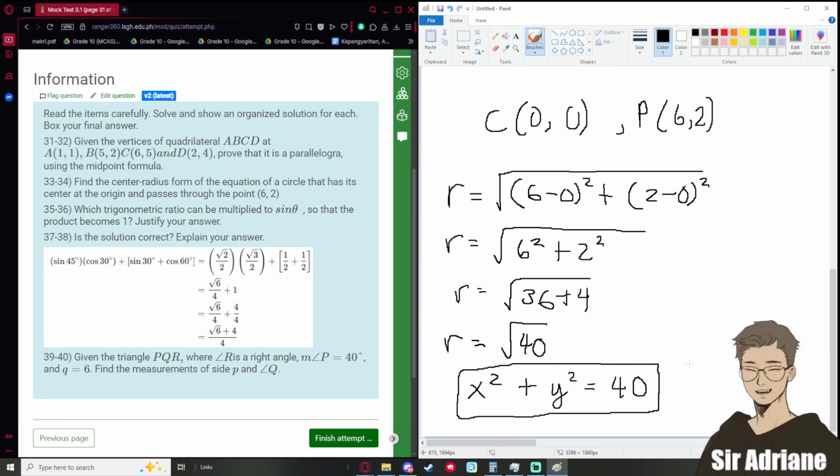Sir, why is it not (x minus h) squared plus (y minus k) squared? Because h is 0 and k is also 0. So that simplifies to x squared plus y squared.